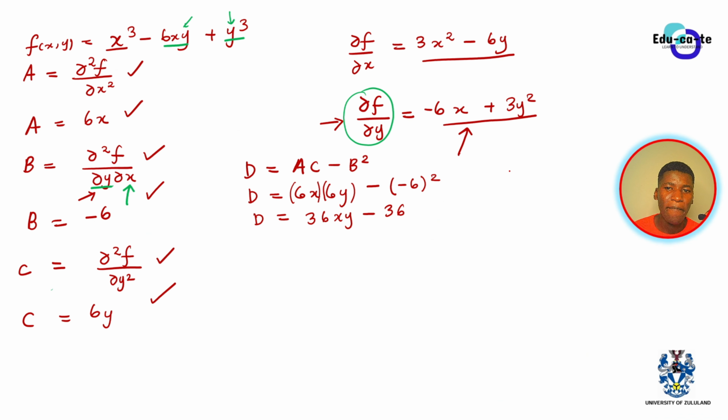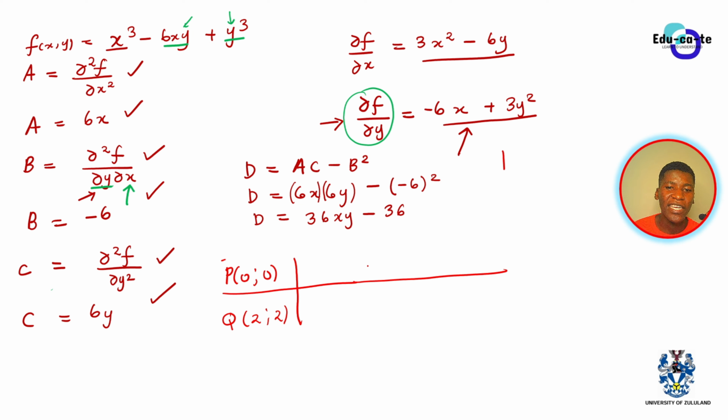We have got P given by (0, 0), and then you have got Q given by (2, 2). So these are our stationary points that we obtained using the gradients by equating these to 0, the one that we did first. Now remember that for you to be able to determine the type of stationary point, you have to find the value of A.